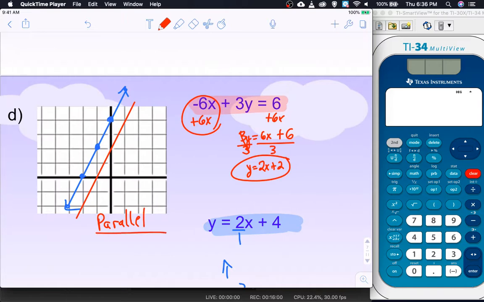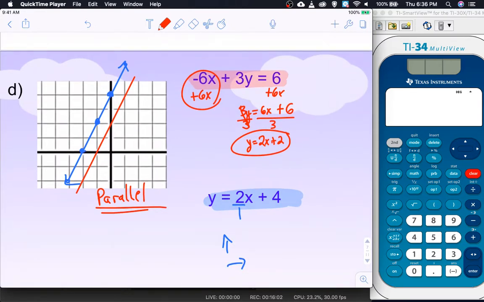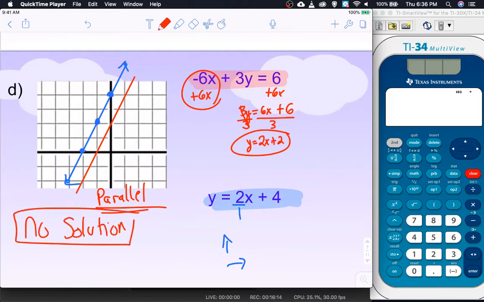They have the same slope. They're parallel. This set of lines, the set of equations, does not have a solution. They never crisscross. They never intersect, so there is no solution. That is the answer to the problem. There is no answer. There is no solution to this problem.